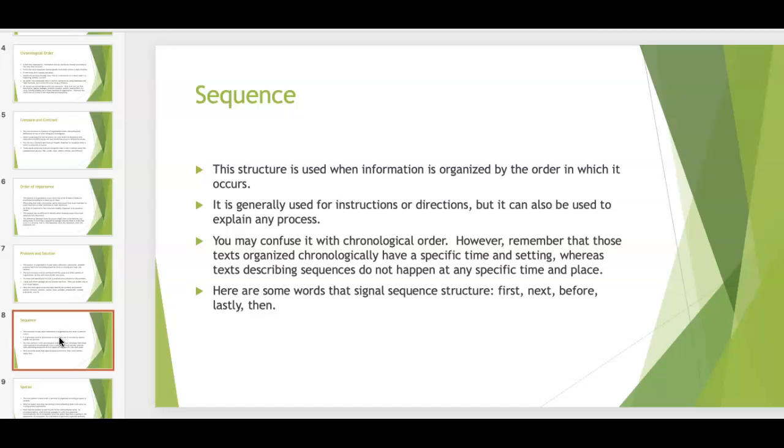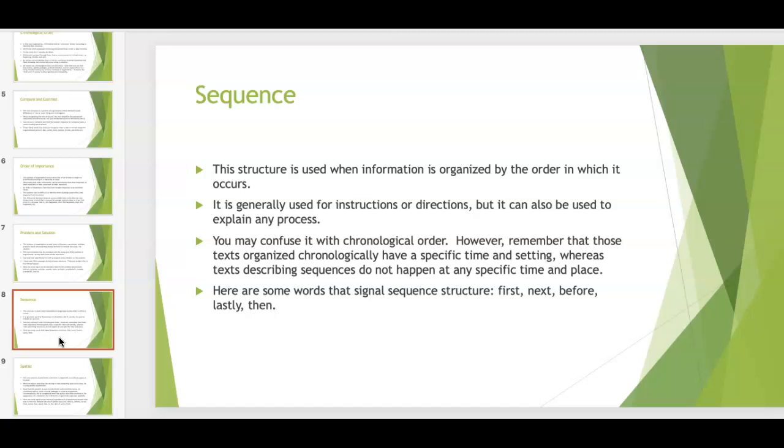The signal words for a sequence are first, next, before, last, then. You repeat then: and then you do this, then you do that, whatever. There's no specific time for a sequence. It's not tied to time like in the chronological text structure.